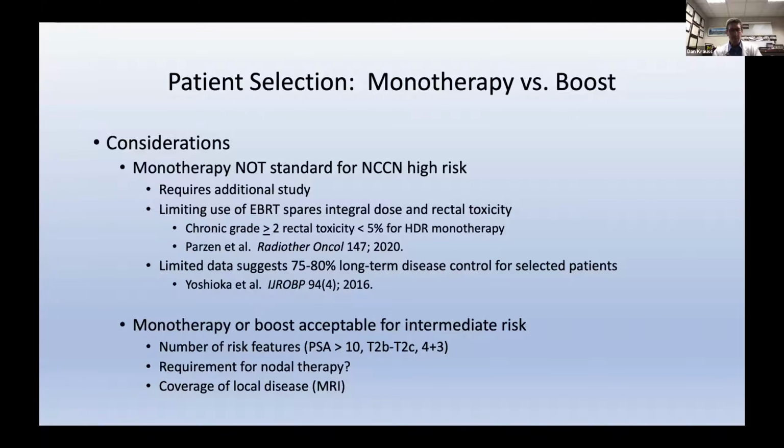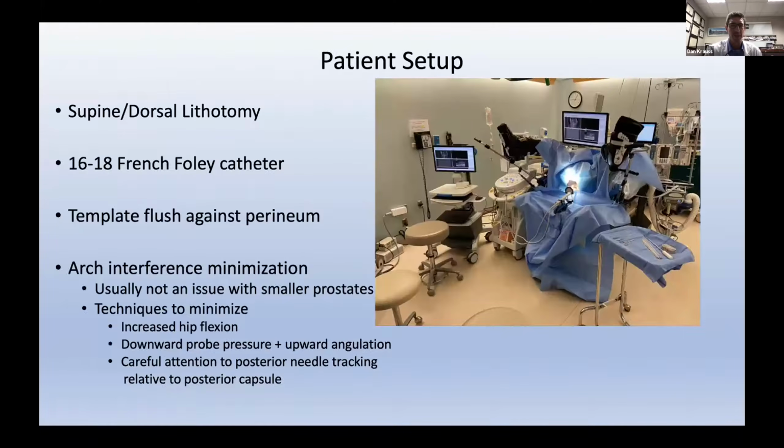I will frequently lean pretty heavily on MRIs for intermediate risk patients. If it's focal organ confined disease in the intermediate risk population, and you're confident in the MRI interpretation, I'm usually very comfortable with that. Of course, the other issue is nodal therapy, which you can't address with brachy. So let's start looking at the technical aspects.